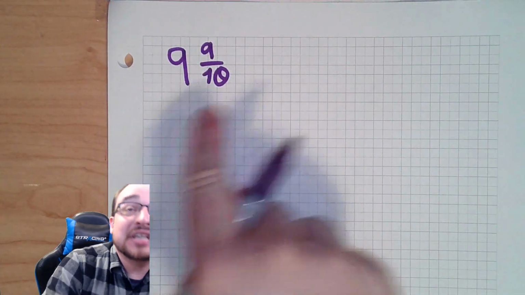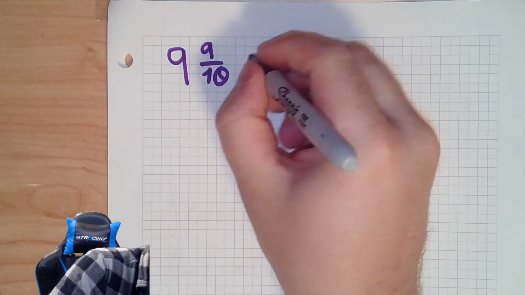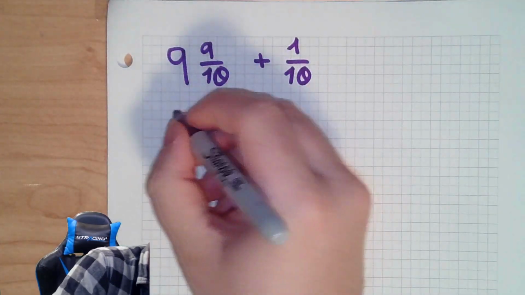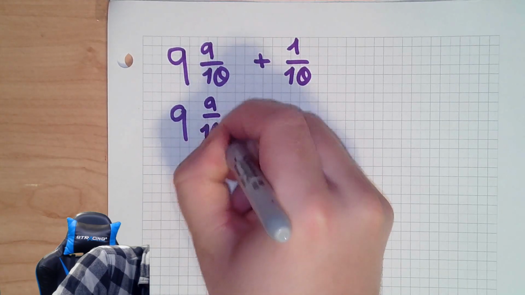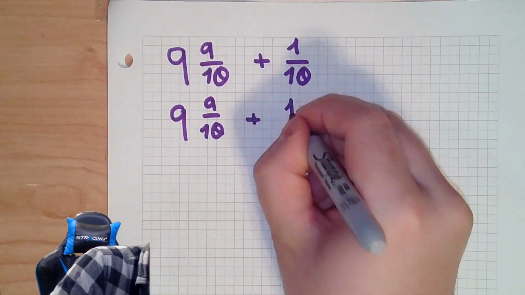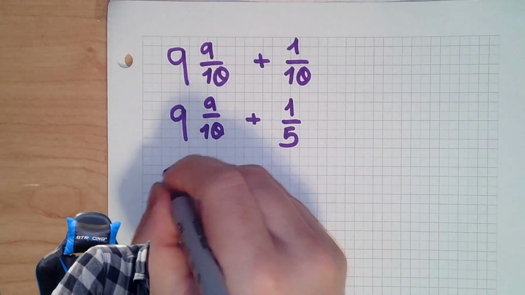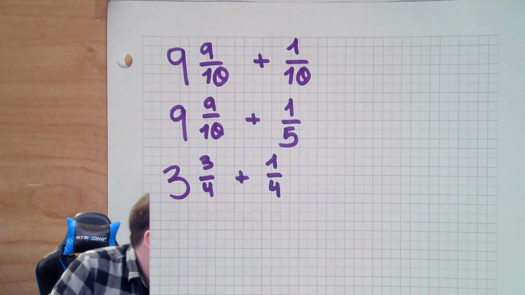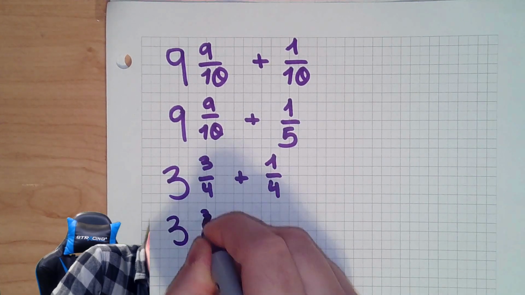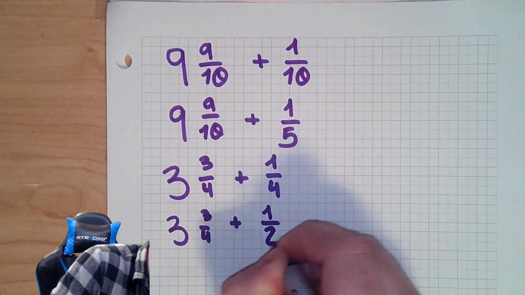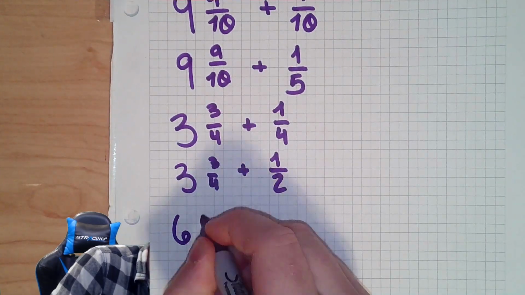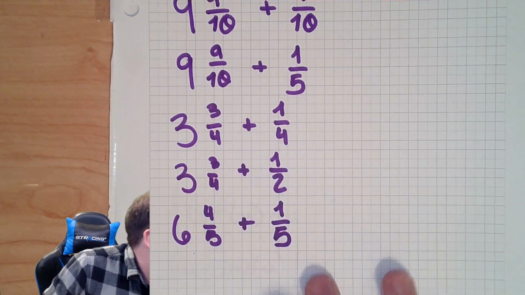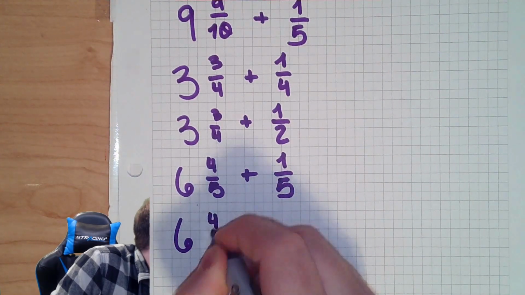We're going to actually have some mixed numbers here. I never use these. 9 and 9/10 plus 1/10. See if you can do that in your head. And then if you can, jump to this, 9 and 9/10 plus 1/5. You can do that in your head. 3 3/4 plus 1/4. 3 3/4 plus 1/2. And see if you can see the lesson that's being taught here through this problem string of these related problems that are guiding you through fraction addition.